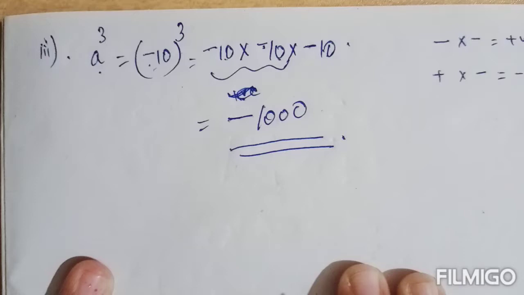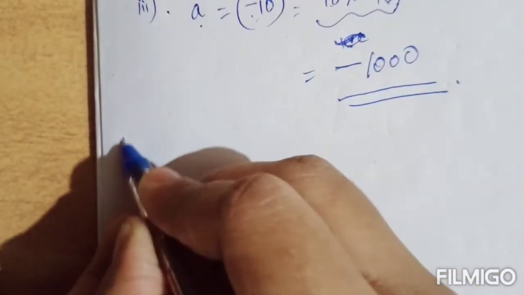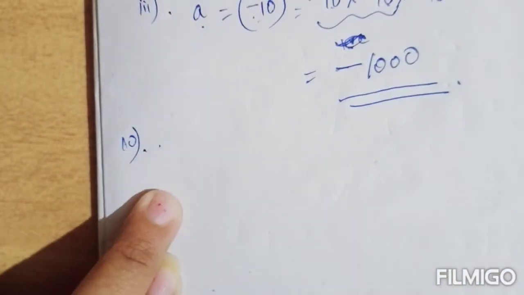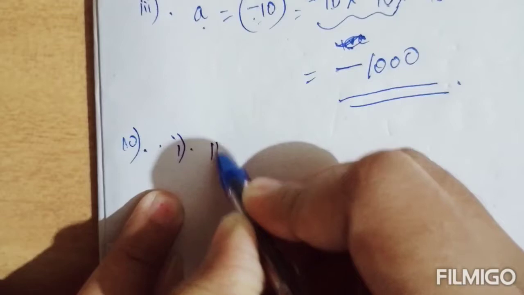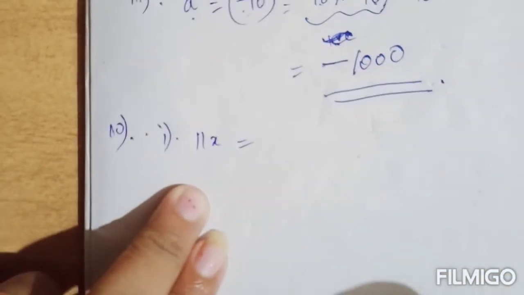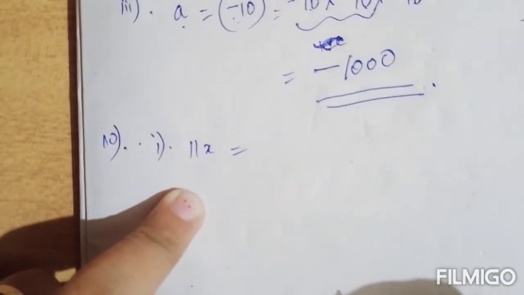In the 10th question, if x equals minus 6, the x value is given as minus 6, you have to evaluate the first one, 11x. 11x means 11 into x.